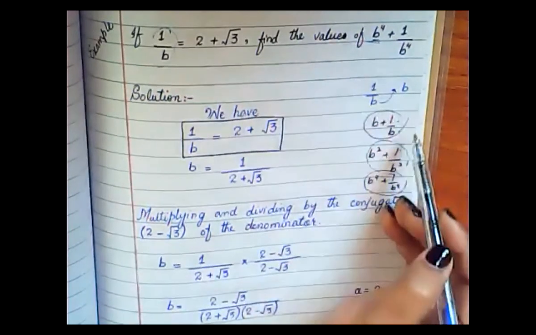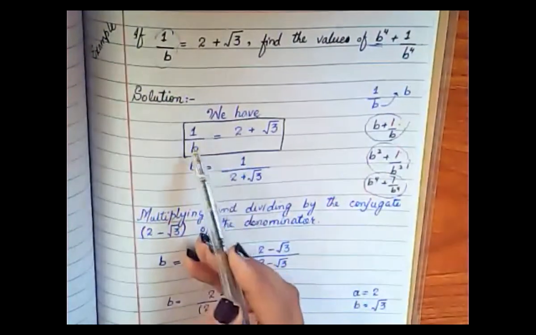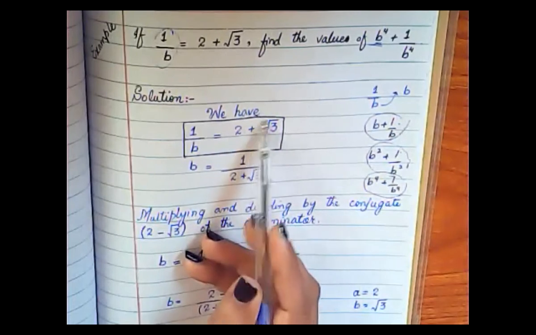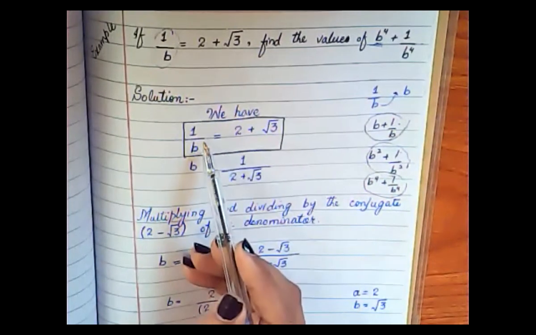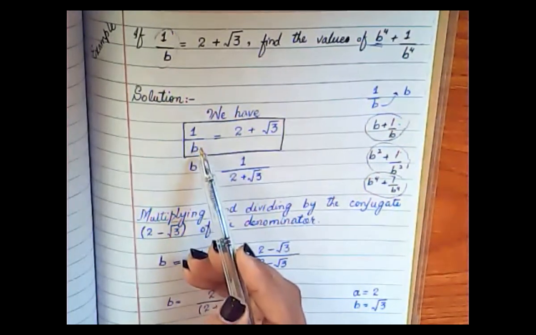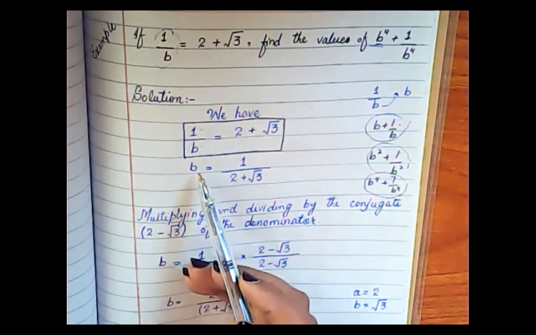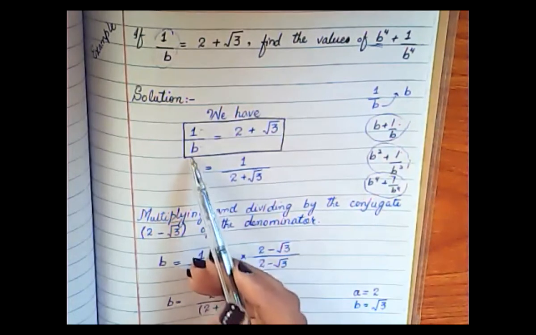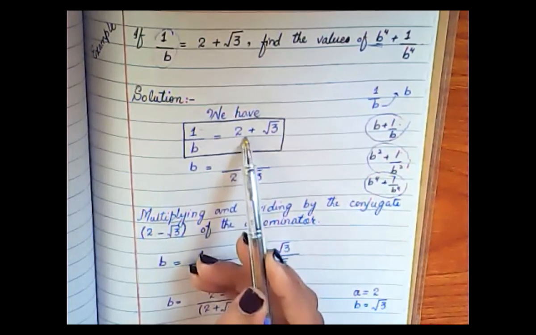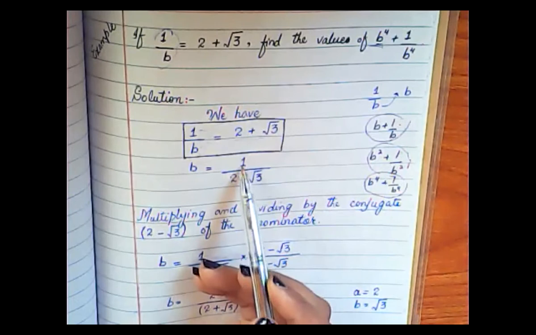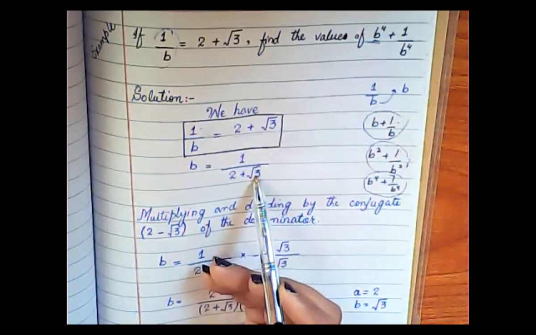Okay, so for this what you will do, we have 1 upon b is equals to 2 plus under root 3, and 1 upon b is given, b is not given. What we will do, we will take the reciprocal of it. By taking the reciprocal, it will become b equals to 1 upon 2 plus under root 3.